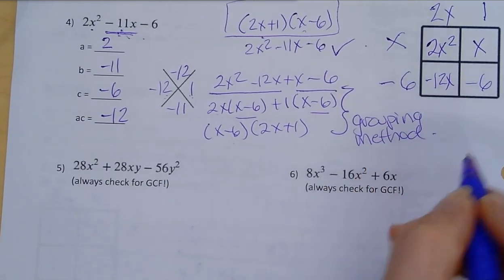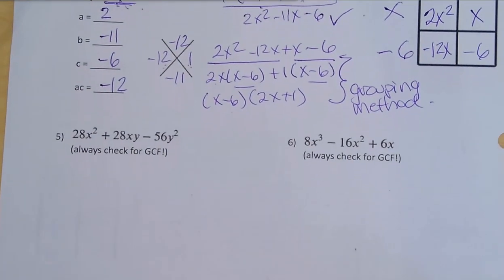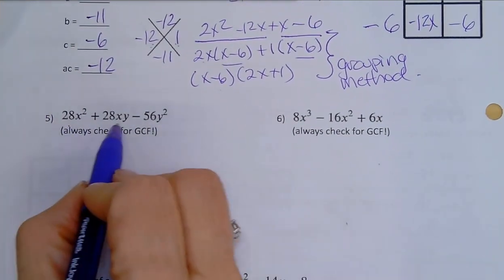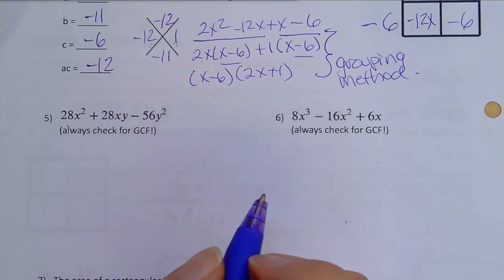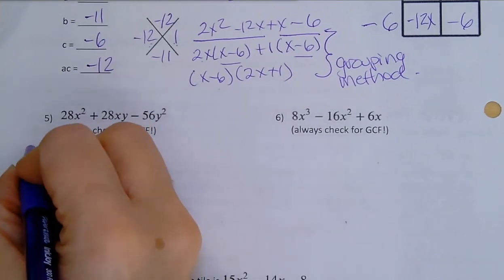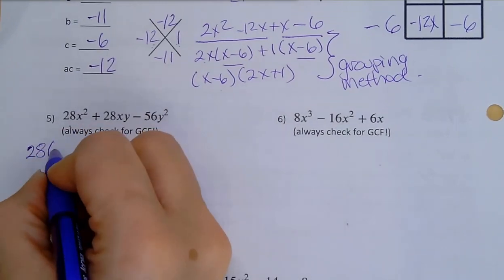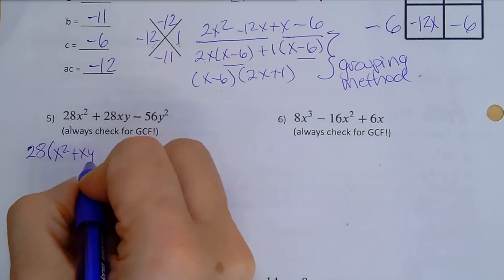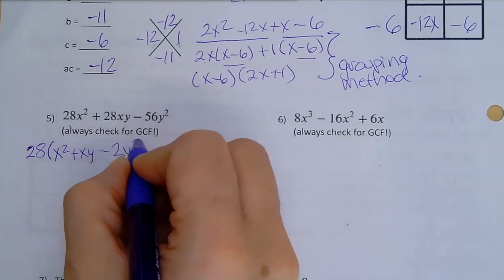Okay. Always check for a greatest common factor. So 28x squared plus 28xy minus 56y squared. I'm going to pull 28 out. And so I'm left with x squared plus xy minus 2y squared.